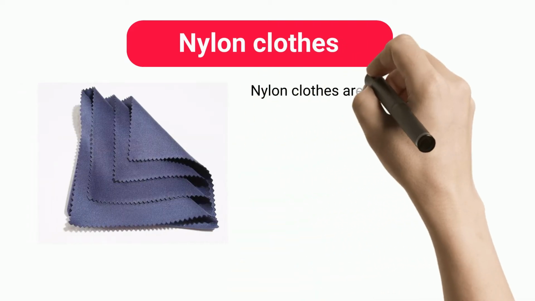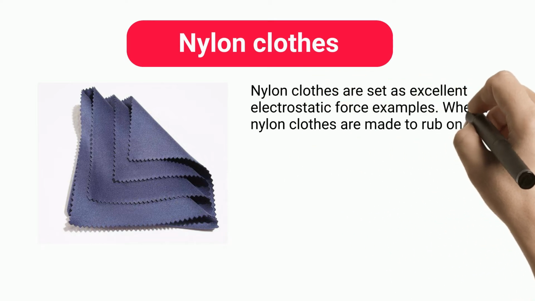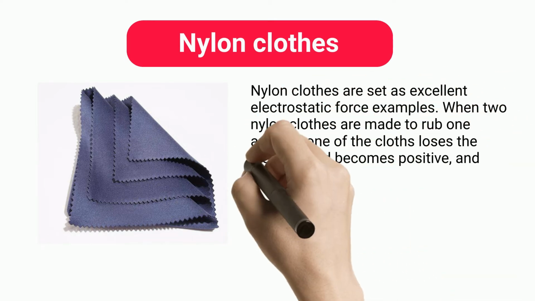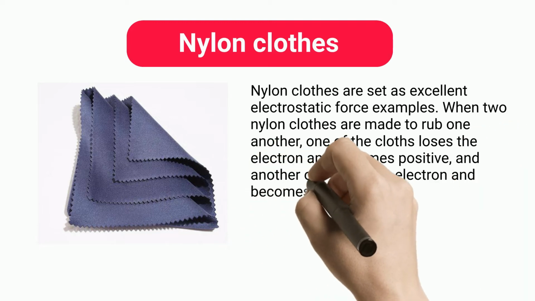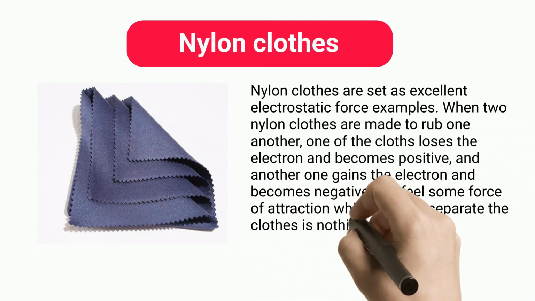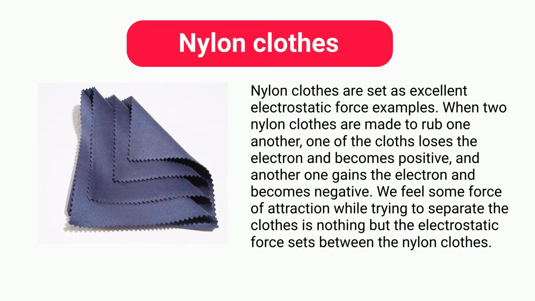Nylon clothes. Nylon clothes are excellent electrostatic force examples. When two nylon clothes are rubbed against one another, one of the cloths loses electrons and becomes positive, and the other one gains electrons and becomes negative. The force of attraction we feel while trying to separate the clothes is nothing but the electrostatic force set up between the nylon clothes.